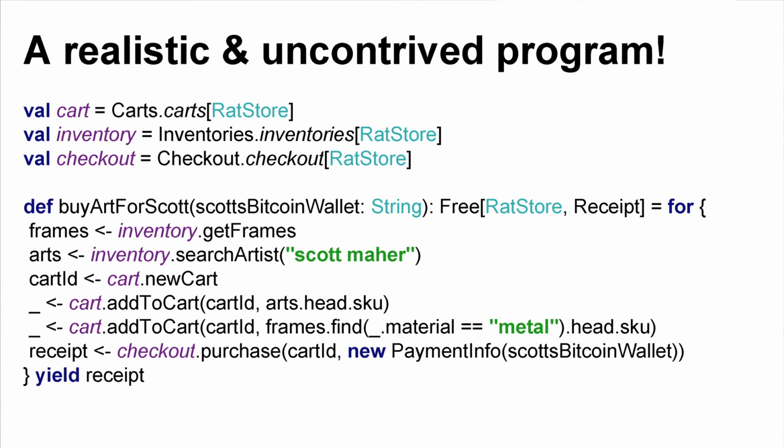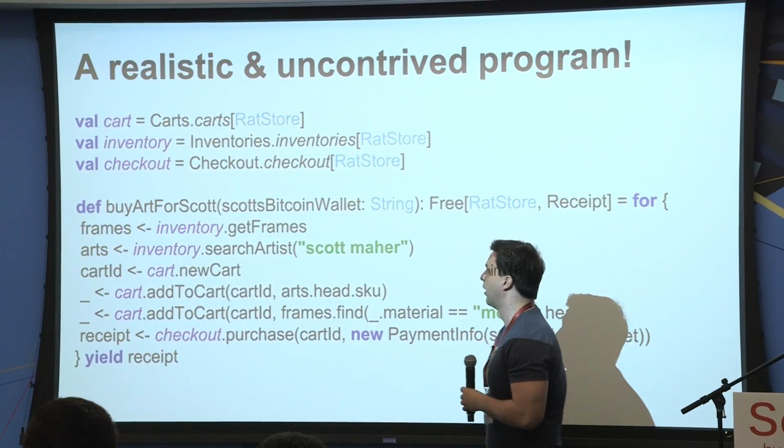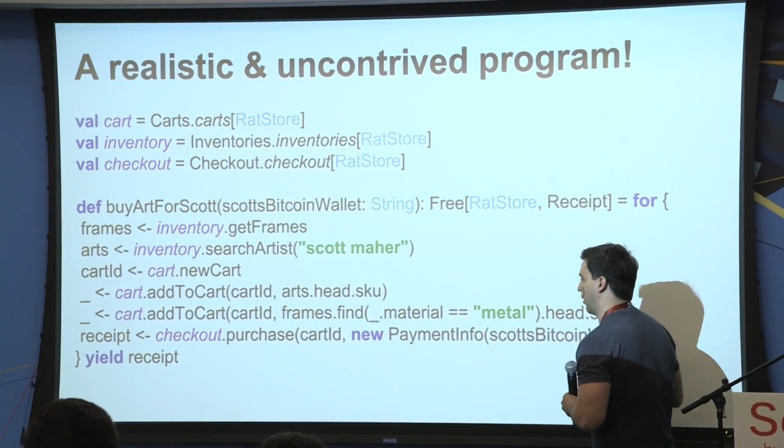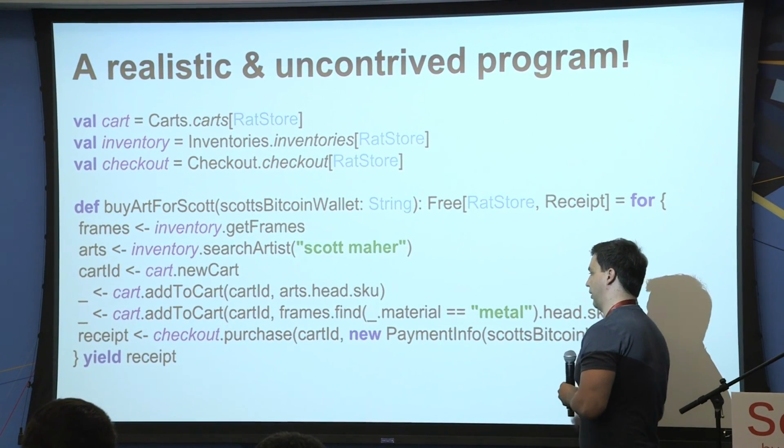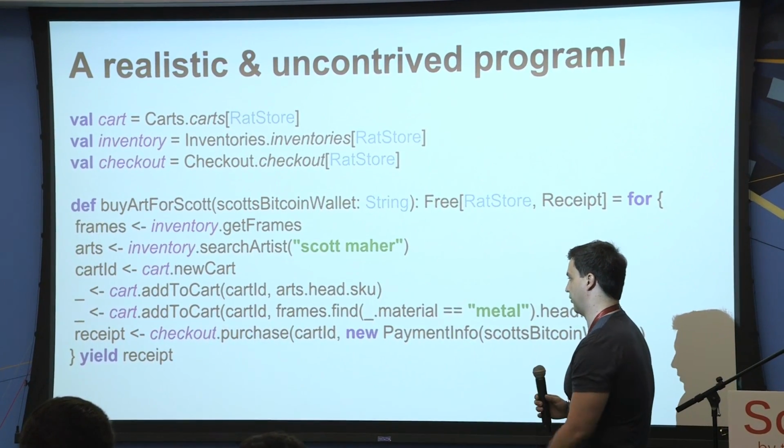So now it's time to actually write your program. In this case, I'm gonna build all my different grammars up here, the cart, the inventory, checkout. I'm gonna buy art for myself. So this type ends up being a RatStore that ultimately gives me a receipt. I get some frames. I search for artist Scott Maher. I got a lot of self-portraits, I like to look at myself. Get a new cart, add my art to the cart, add a frame to the cart, and then check out and purchase, yielding my receipt.